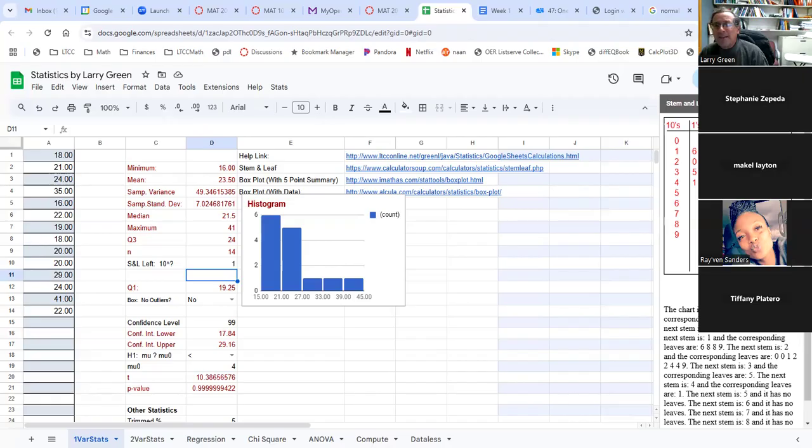Any ideas on why the stem and leaf would be not a good idea to present with? Two situations where it's not a good idea to present. Any thoughts? Okay, it can be confusing because of the way the numbers are split. Yeah, so just like with the box plot, people who haven't taken statistics will have no idea how to look at this.